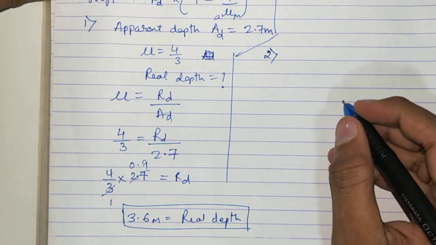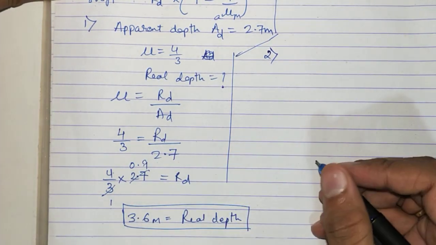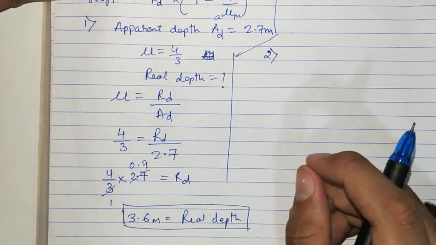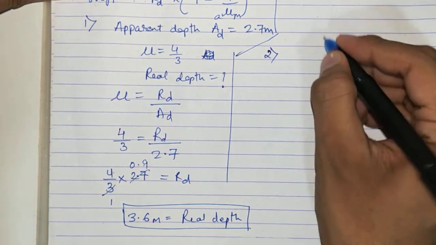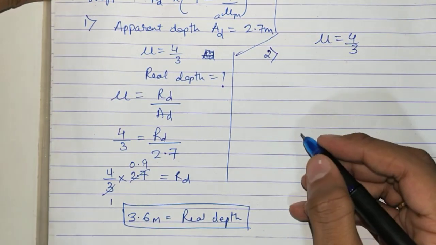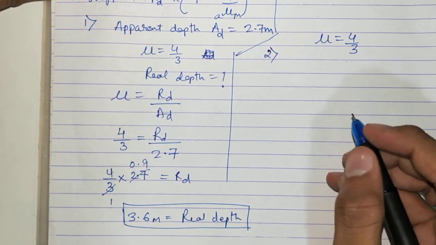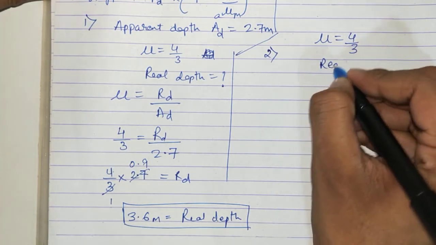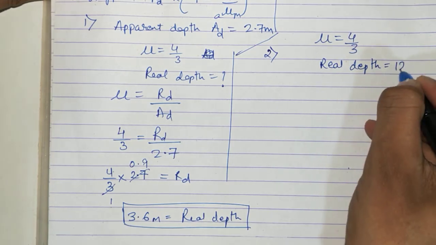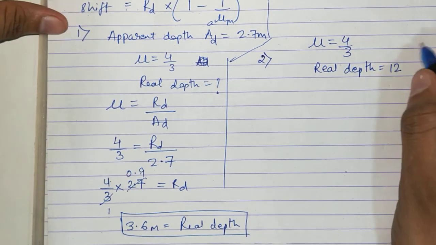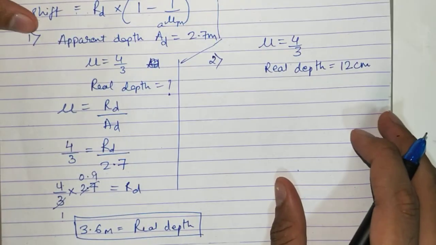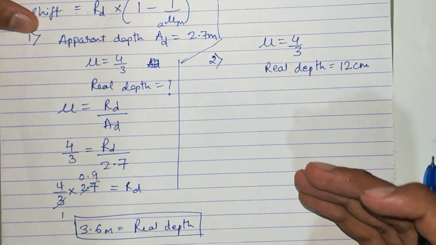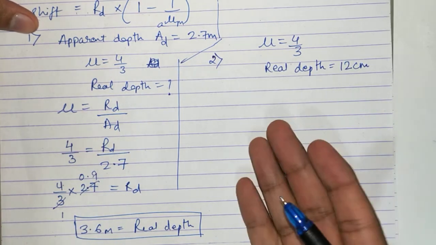Second sum. A coin is placed at the bottom of the beaker containing water, refractive index 4/3. So they have given the refractive index as 4/3 to a depth of 12 meters. So coin is placed to a depth of 12 meters. मतलब the real depth is 12 meters. Sorry, 12 centimeters. It's centimeters. Real depth. By what height the coin appears to be raised when seen from vertical above? By what height it appears to be raised?